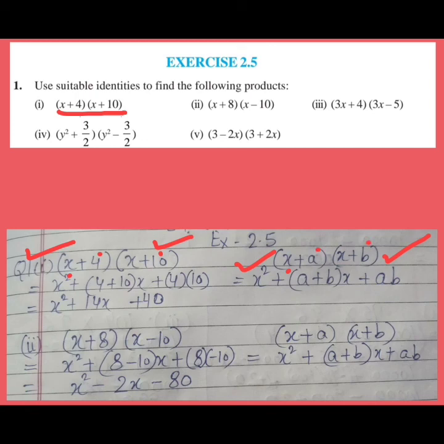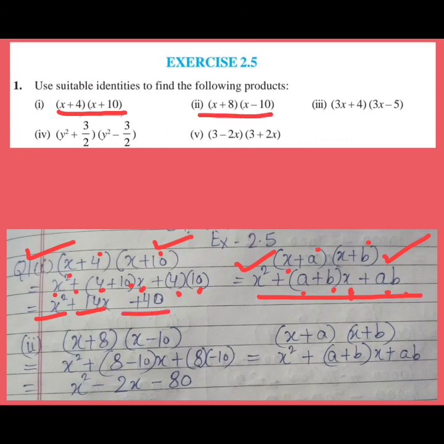So we apply this identity and we will write this x square plus a plus b, 4 plus 10, x, as it is given in the identity, so we have written x as it is. Then ab means a multiply b, so we have written 4 multiply 10, so it becomes x square plus 14x plus 40.